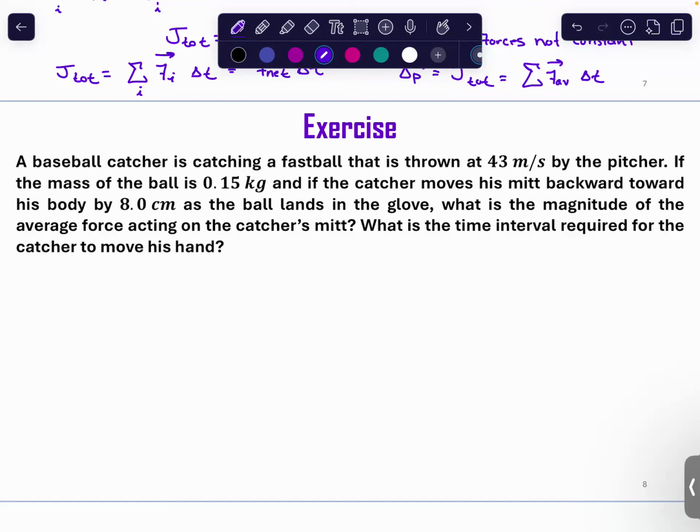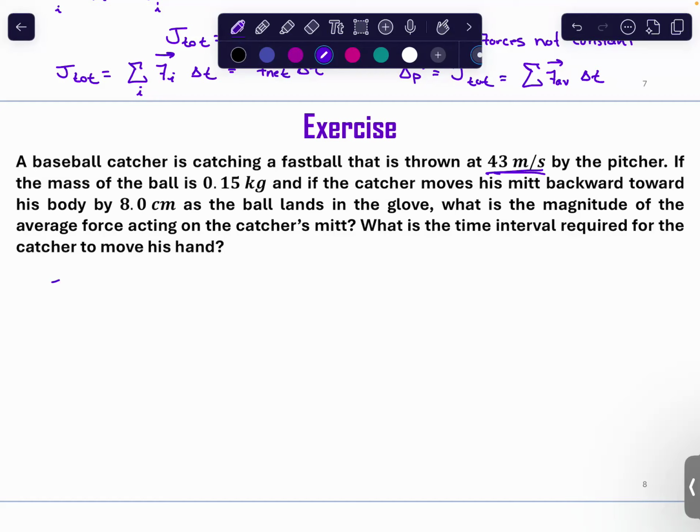So is the final velocity known in this instance? We don't know. You know the initial velocity is 43, but the final velocity you have no idea about. AI does give you the wrong answer, because it assumes that the final velocity was 0. So what do we know about average force? It's the force over the whole period of time.